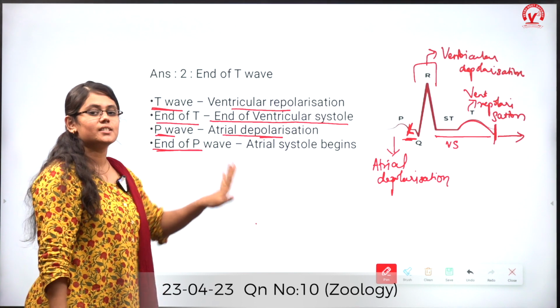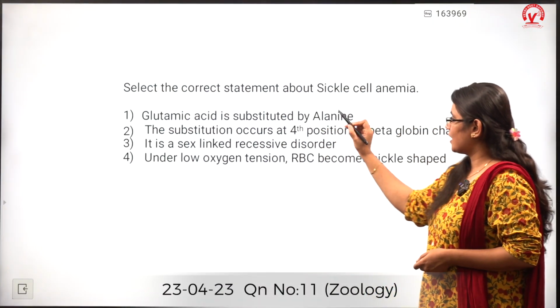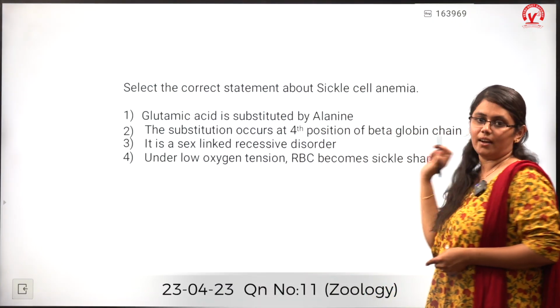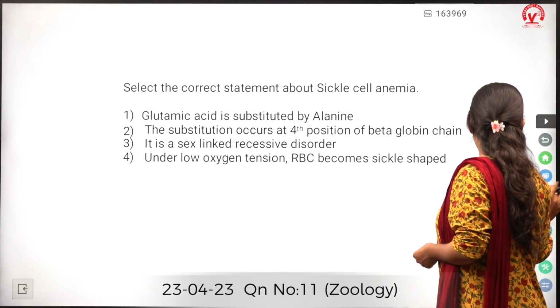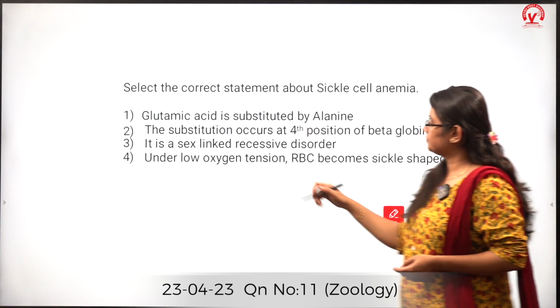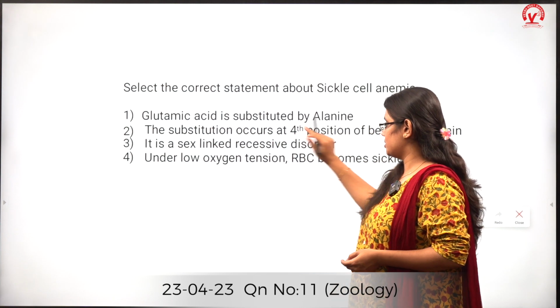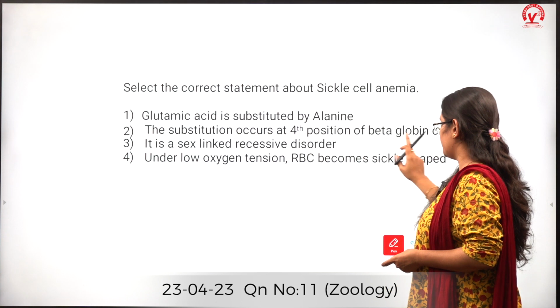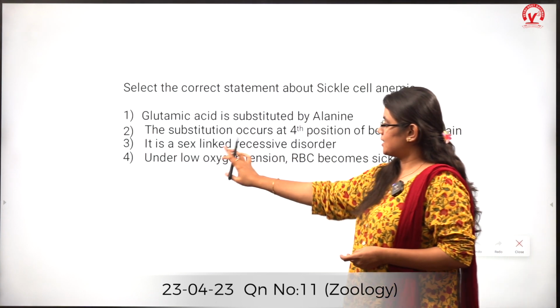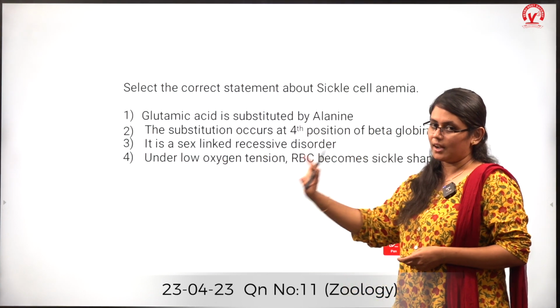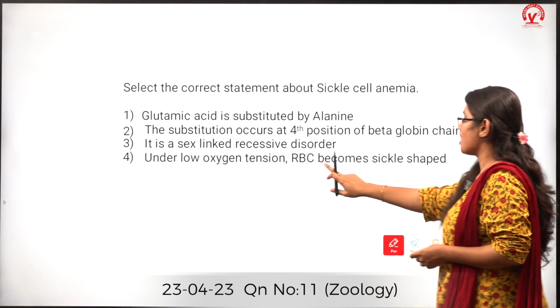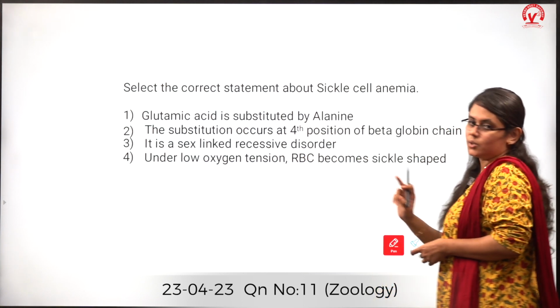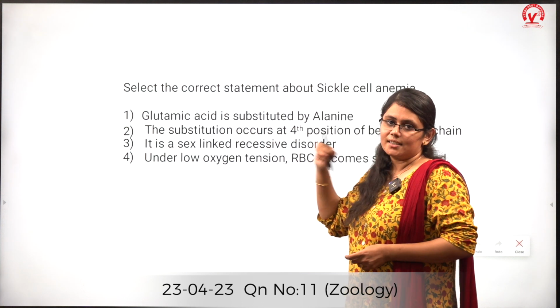Select the correct statement about sickle cell anemia. So they have asked about sickle cell anemia. The options are: glutamic acid is substituted by alanine; substitution occurs at 4th position of beta globin chain; it is a sex-linked recessive disorder; under low oxygen tension, RBC becomes sickle shaped. So we have to select the correct statement.